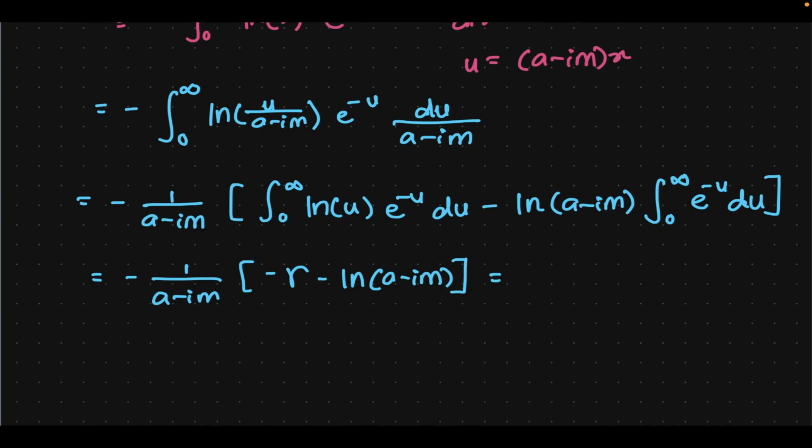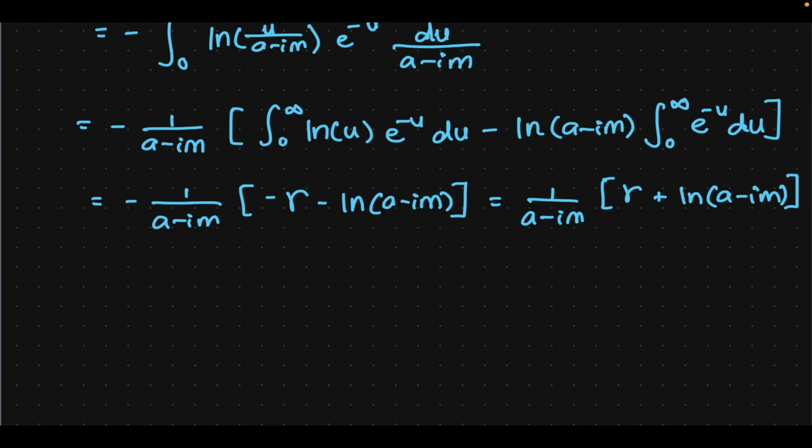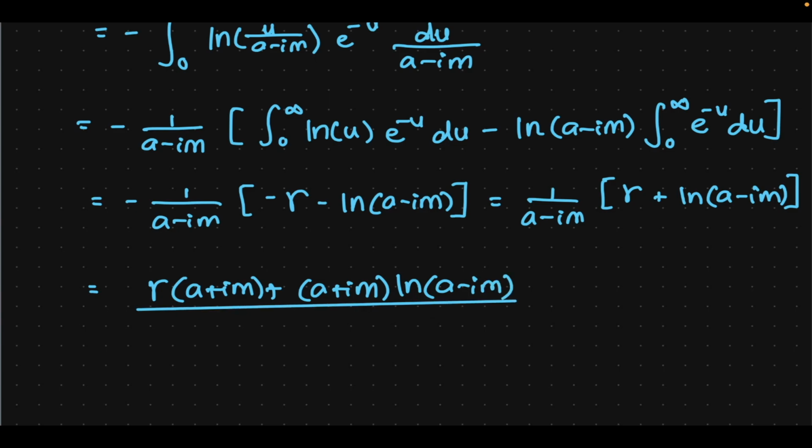So finally I have 1 over (a minus im), and we can factorize out the negative Euler-Mascheroni constant plus natural log of (a minus im). But let's not stop here. Let's multiply by the complex conjugate of the denominator. That's a plus im multiplied in the numerator and the denominator, which gives us this expression divided by the modulus squared, that's a squared plus m squared.